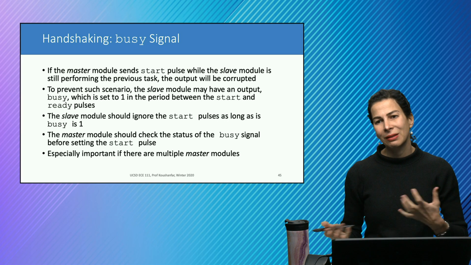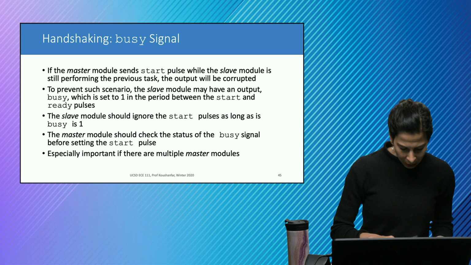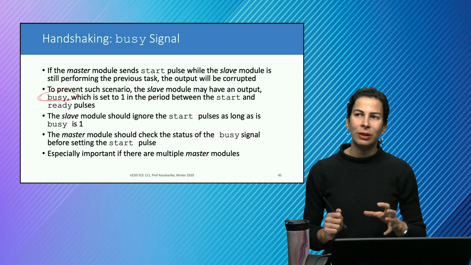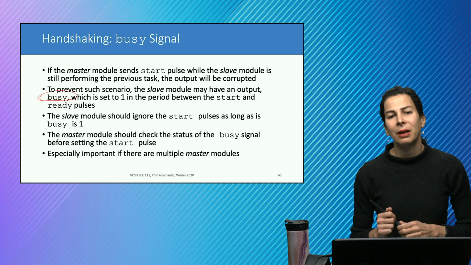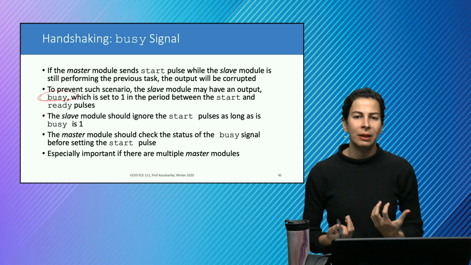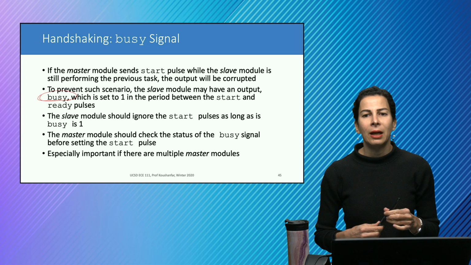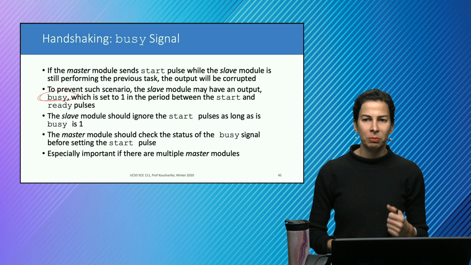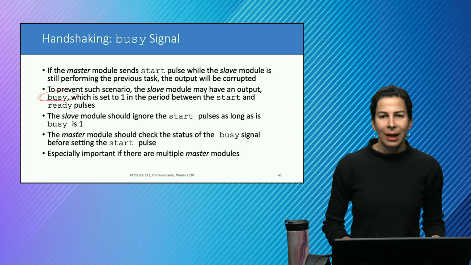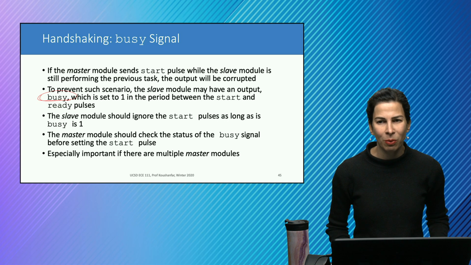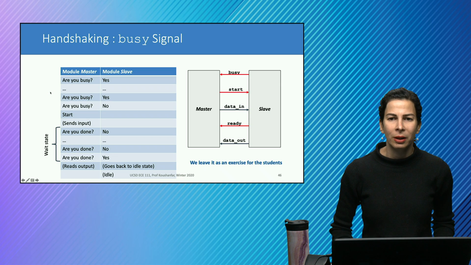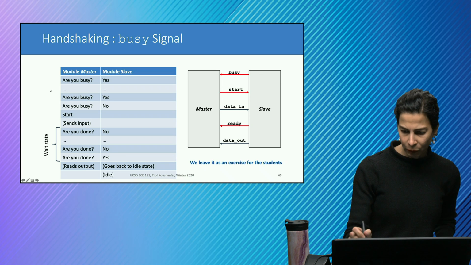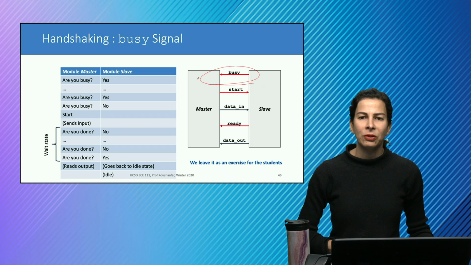So the slave may have an additional signal, a busy signal, which says I'm going to ignore every start request coming to me if I've already accepted another job. And in addition to the ready signal, we are going to check the status of the busy signal before we assert a start. This is especially important if we have more than one master module. So here again is the same handshaking scenario, but with one busy signal added.